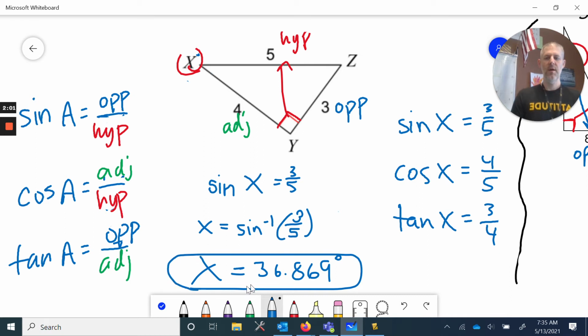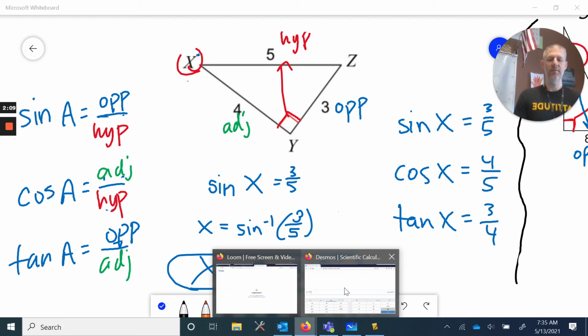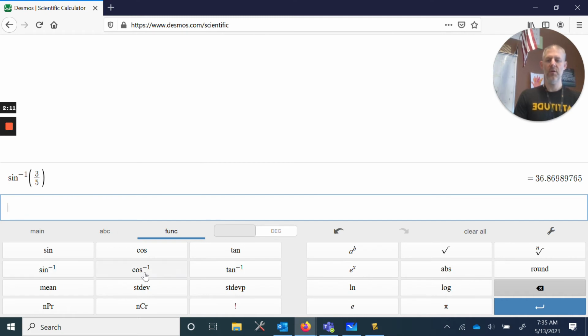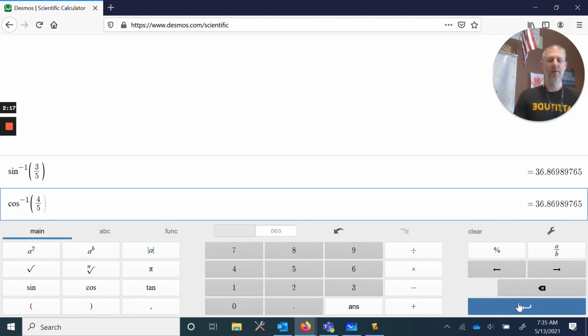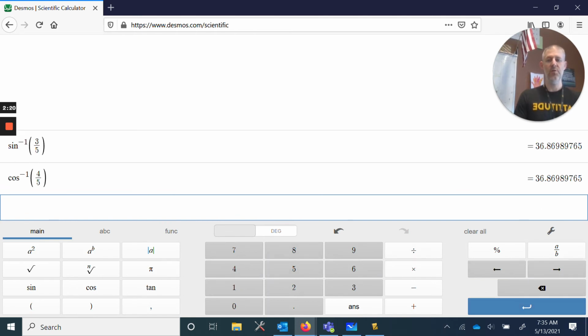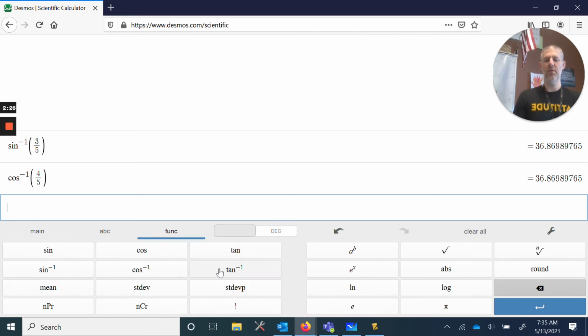Okay. And so what's great about this is I can use any of these ratios because they're all referring to angle x. So let's try arc cosine of 4 over 5. So we do arc cosine. If you want to use the pad here, just go back to main. So 4 divided by 5. And I get the same value, which makes sense because I'm doing the arc cosine of the same reference angle. I didn't change my reference angle, okay?